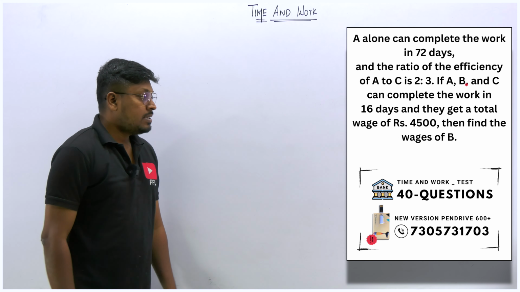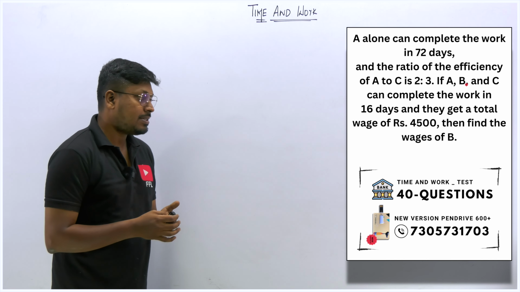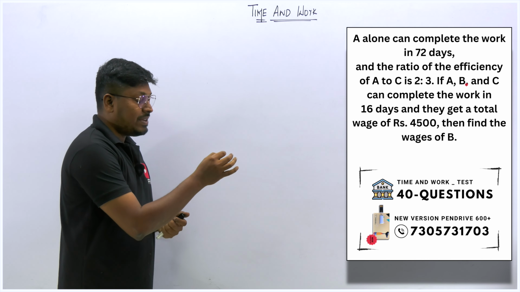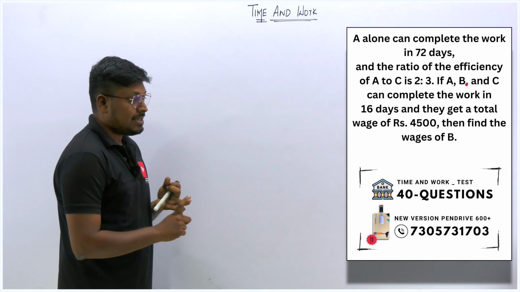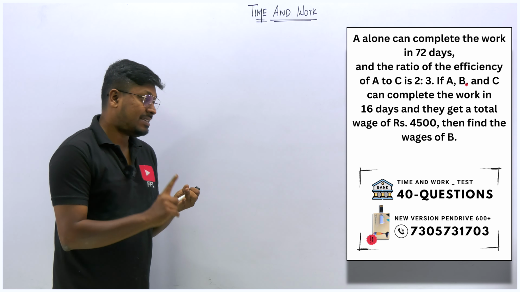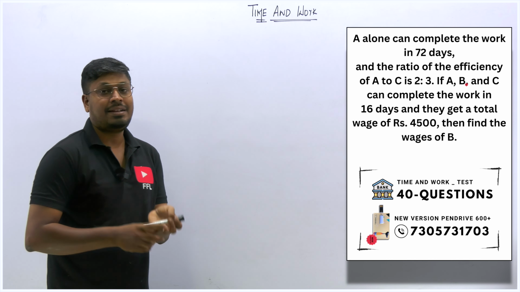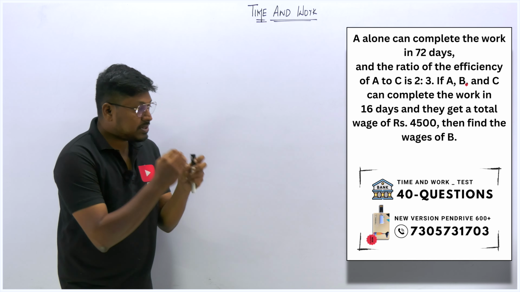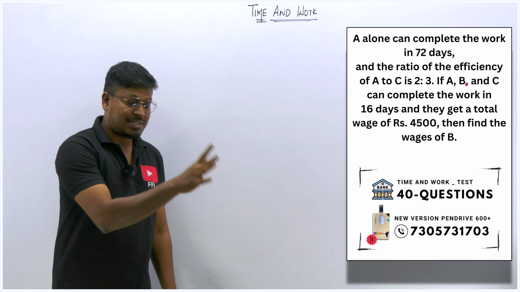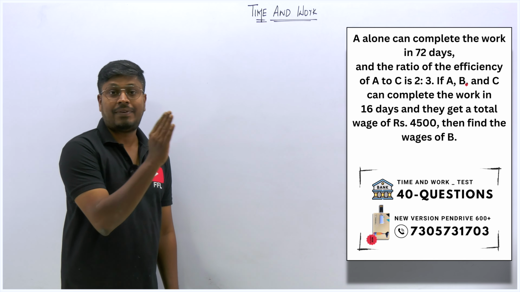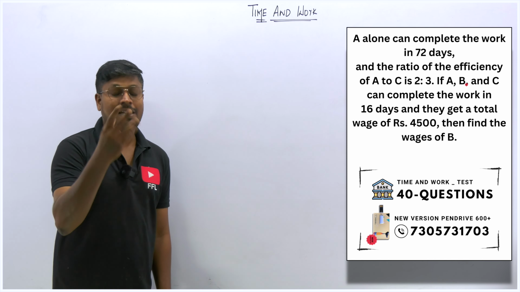Next question. A alone can complete a piece of work in 72 days, and the ratio of efficiency of A is to C is 2 is to 3. If A, B and C can complete a piece of work in 16 days and they get a total wages of 4,500, then find the wages of B. Again, this question is also based on the concept of wages, right? If it is wages, as I just told you, we have to find the ratio. Without finding the ratio, finding the wages is not that easy.